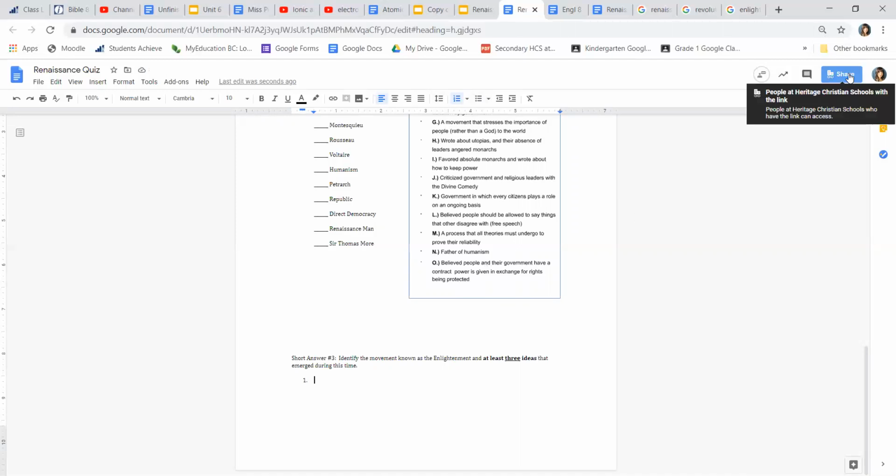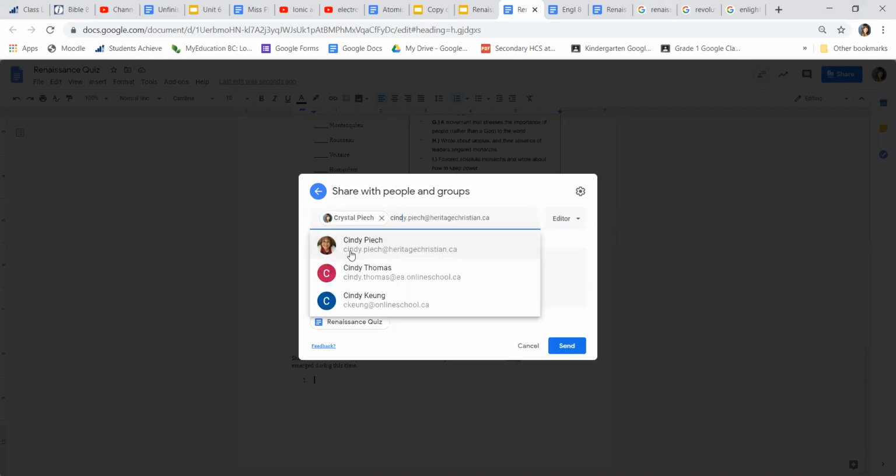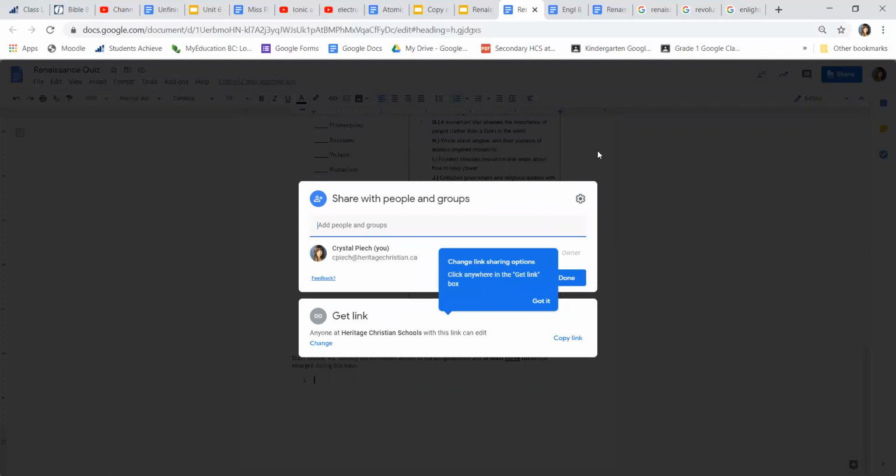With that being said, please make sure that you share it with me, please and thank you. The C Peach, not Crystal.Peach. And last one, please share it with my mom. She's going to be helping mark the kind of like the word match thing. So please make sure that you share it with both of us. That way, it'll make it much easier when I have to mark it all.